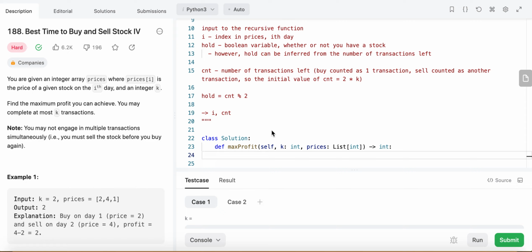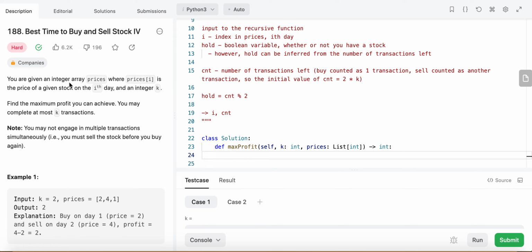Today I'm solving Leetcode question 188, Best time to buy and sell stock, question number 4. The idea for solving this problem is very similar to my other videos on the best time to buy and sell stock related questions, for example, with cooldown or with transaction fee.